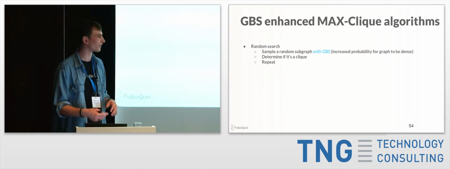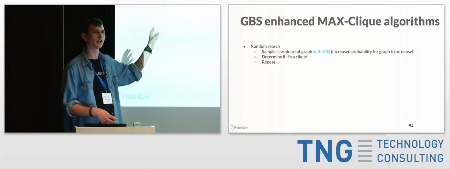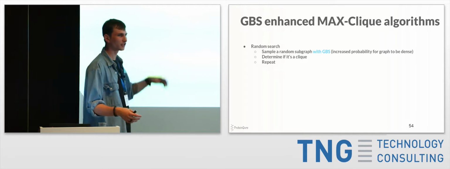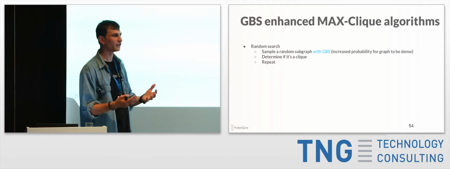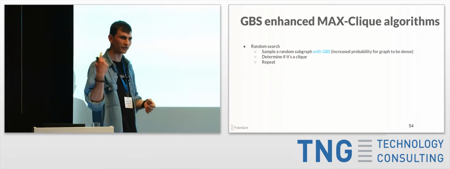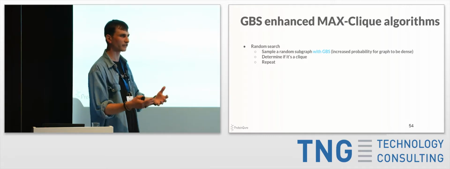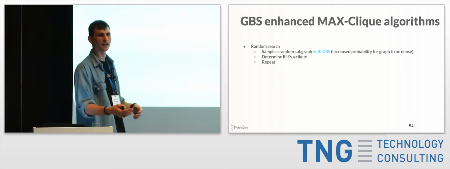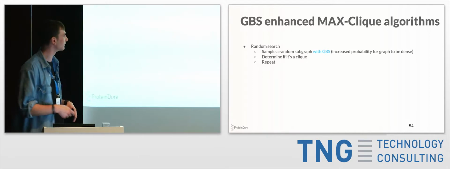We tried different algorithms. We first started out with the simplest algorithm that you could think of, just random search. Sample a subgraph, look at it. Is it a clique? No? Okay, you throw it away, you sample another subgraph. If it's a clique, you store it, and you just keep doing that, hoping that you're going to find large cliques eventually.